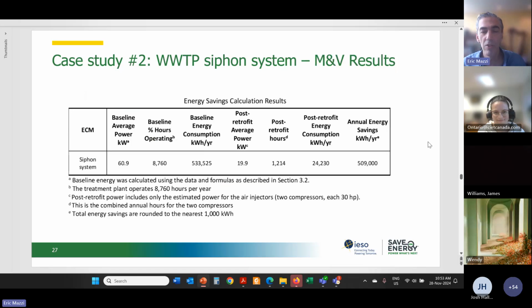And these are the results. So the post-retrofit power was just about 20 kilowatts for those injectors, but the pump energy was 0. And then the savings were the simulated power consumption of the pumps that were never required, less these new injectors that were required to make this siphoning gravity system work. And that was the M&V. So I'll pause if there are any questions on that.